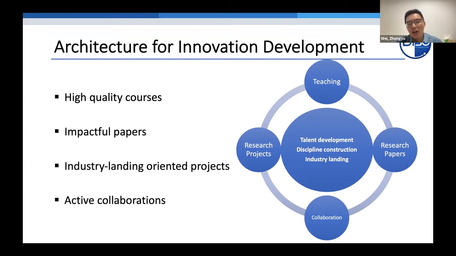As a technology provider in the university for industry, we want to work on some industry landing oriented projects. In the past 5 years, as I mentioned, we had some collaboration with industries, and we also earned some awards based on these projects. And as a research institution, we think active collaboration with other research institutions and universities is very important for us to have more novel ideas for research. And we have 3 angles: one is to contribute to talent development and discipline construction, and also to develop industry landing projects.